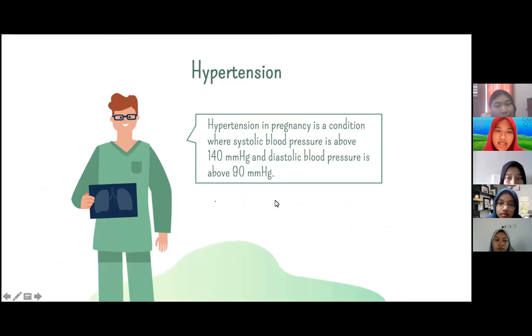Hypertension in pregnancy is a condition where systolic blood pressure is above 140 mmHg and the diastolic blood pressure is above 90 mmHg. According to WHO, aka World Health Organization in 2015, pregnancy hypertension is one of the causes of morbidity and mortality worldwide for both mother and fetus.